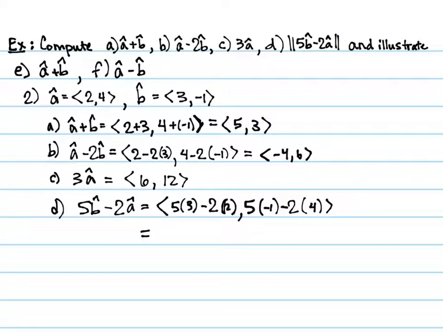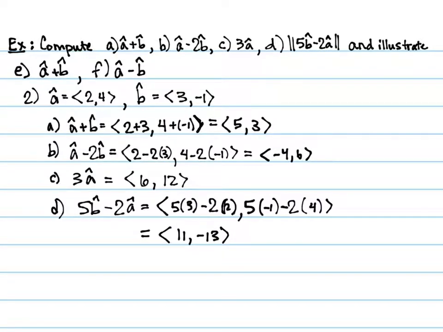5 times 3 is 15 minus 2 times 2, 4. So 15 minus 4 gives me 11. And then we have -5 minus 8. So I have -13. Okay.